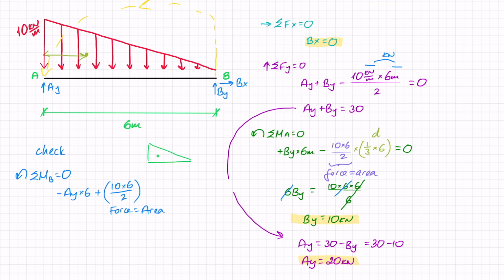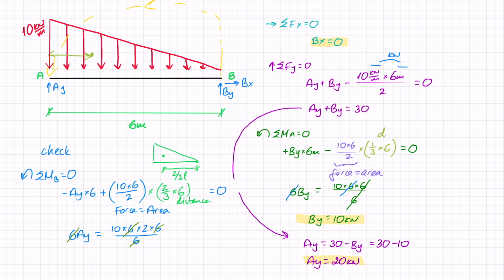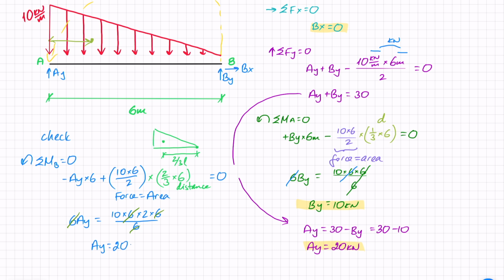This time the centroid is still here, so it's going to be 2/3 of the length. So times 2/3 times 6, and that is the distance. And all of that obviously needs to equal 0. So in this case, we've got 6Ay equals 10 times 6 times 2 times 6 over 6. I can see that this 6 and this 6 go, and I can divide by 6. And so I am left with Ay equals 20 kilonewtons, which is exactly what I got before. So that means that my calculations were correct, and I've also checked them.